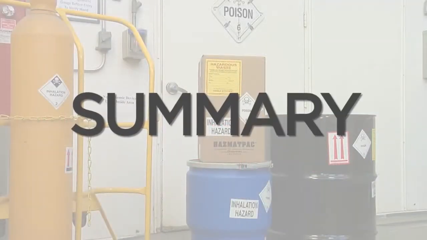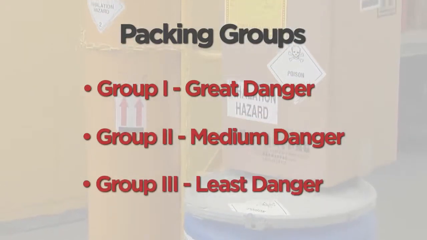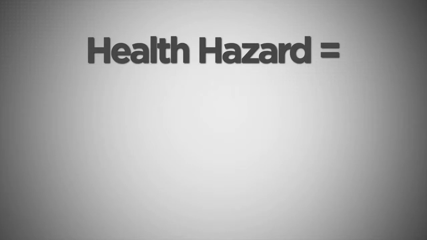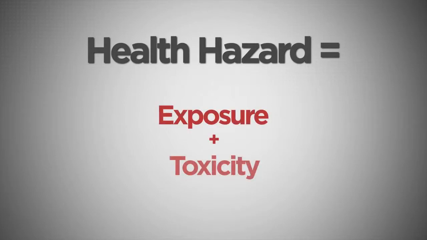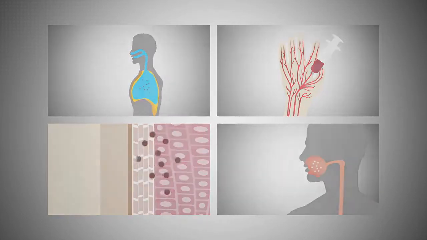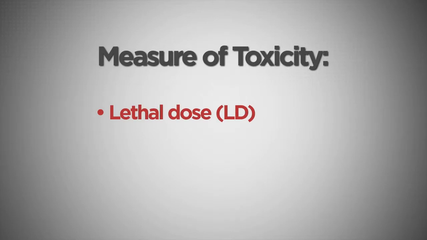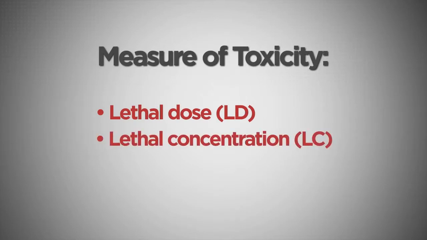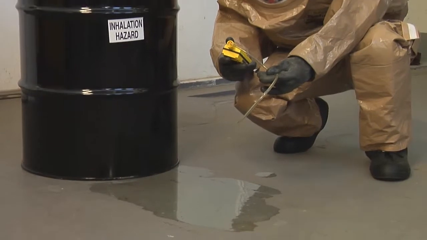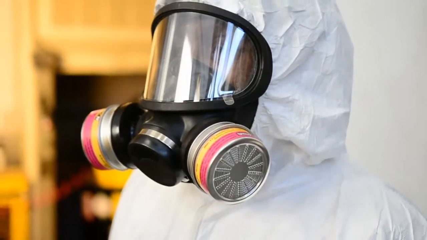Let's recap. Poisons are classified as packing group 1, 2, or 3 by DOT. Your health hazard can be assessed by calculating exposure plus toxicity. We've seen that there are 4 different routes of exposure. We can estimate toxicity based on either the lethal dose, LD, or lethal concentration, LC. Finally, we address the importance of early identification and the use of proper PPE where any risk or hazard exists.